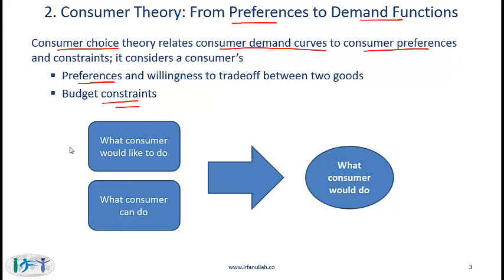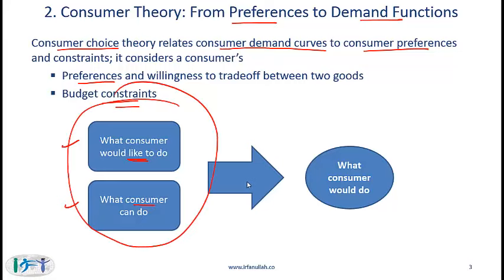So a simple way of looking at this is as follows. We consider what a consumer would like to do. This deals with preferences. We also consider what a consumer can do. This has to do with constraints. It's the combination of these two that will lead to what a consumer would do, and this would represent the demand function.